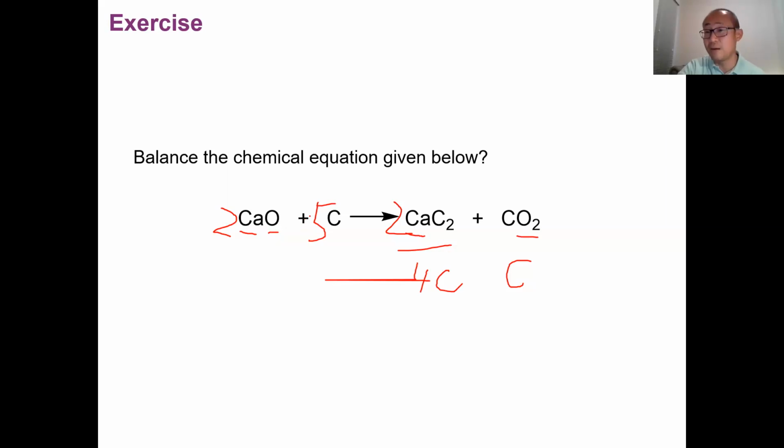After that, you can again double check. 2 calcium, 2 calcium, 2 oxygen, 2 oxygen, 5 carbon, 4 plus 1, 5 carbon. If that's the case, the equation is balanced.